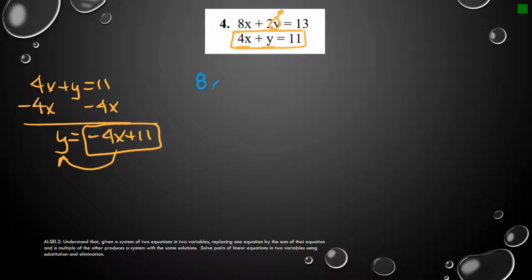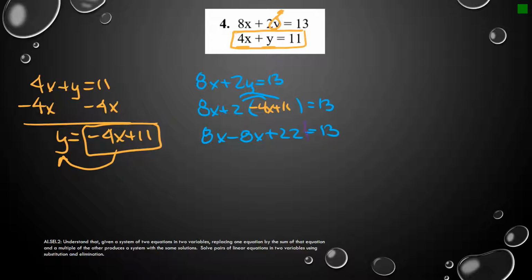So I'm going to go to 8x plus 2y equals 13. What am I going to put in for y? I'm going to put negative 4x plus 11. Then I'm going to go back and I'm going to distribute. Oh, that was supposed to change to blue. I'll erase it. All right. 8x minus 8x plus 22 equals 13.